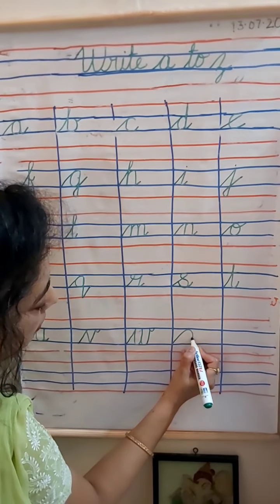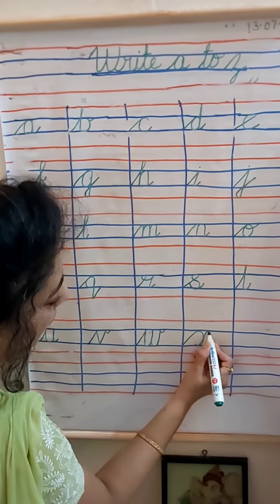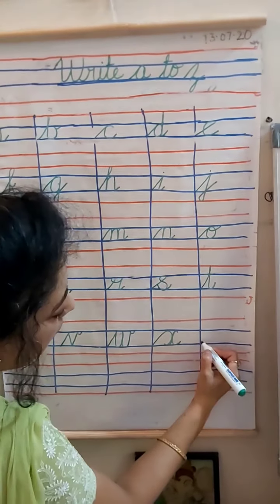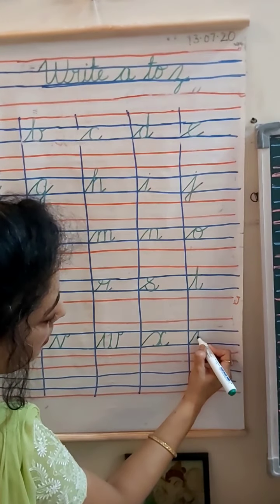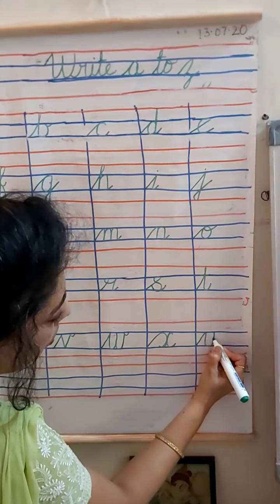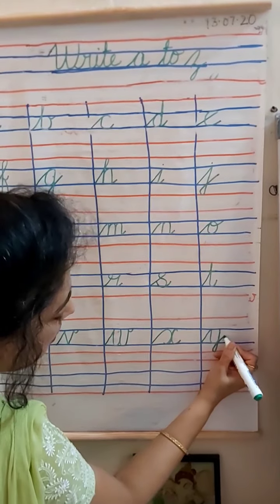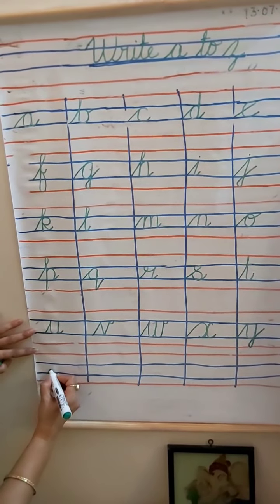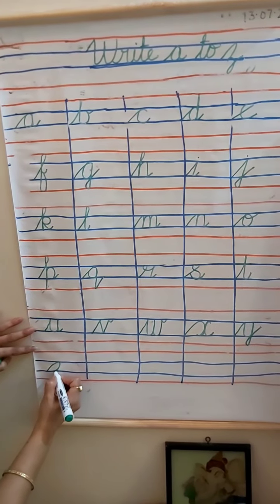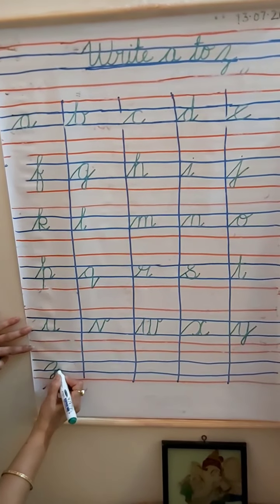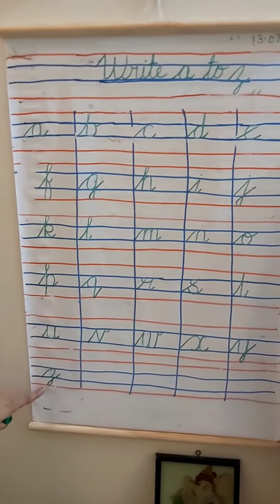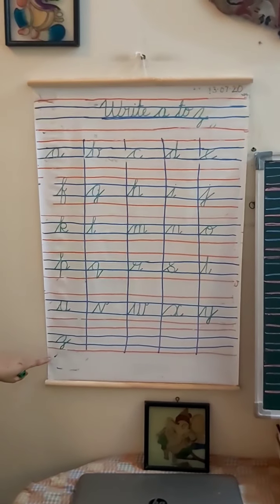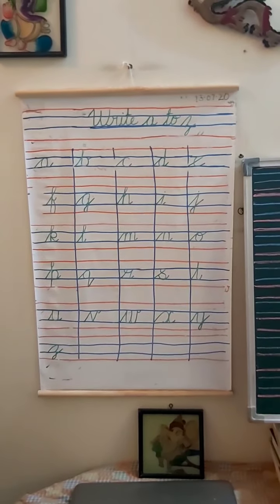X. Slant up, one turn opposite and another turn like a C. X. Y. Slant up, down like a U, go down till the red line and turn. And the last letter Z. Starting from the corner, slant up, one turn, two turn and a turn like Y. So this is the formation from A to Z. This way you are going to write.